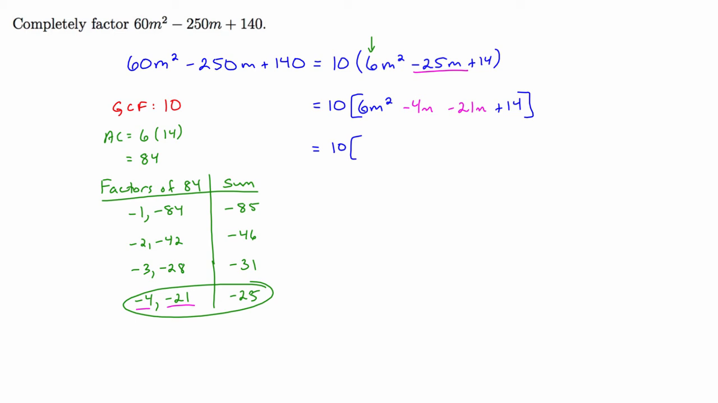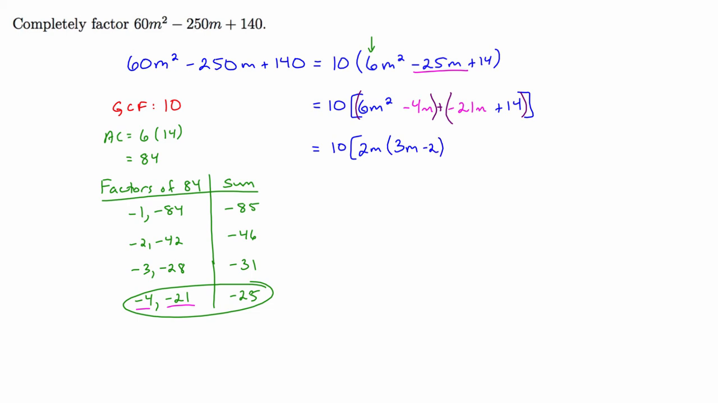To factor this by grouping, we will group the first two terms together, 6m squared minus 4m. We will group the second two terms together, negative 21m plus 14, and we will make sure that there is explicitly addition between the two groups. We then look at the first group. 6m squared minus 4m has a common 2m. If we factor the 2m out, we will be left with 3m minus 2.